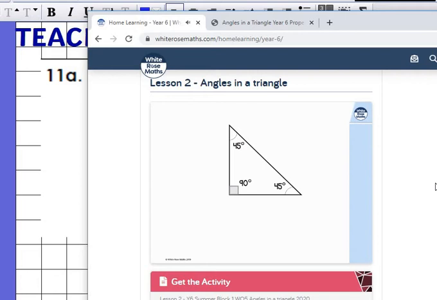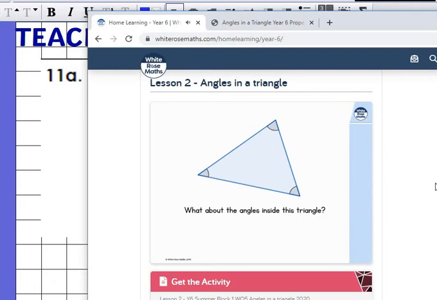Let's have a look at those. Let's take these out. If you notice about the sum of these, 90 plus 45 plus 45 is 180 degrees. I can make that easy for myself by thinking, well, I know two 45s would make 90, so I could just think of what's 90 add 90, which is 180 degrees.